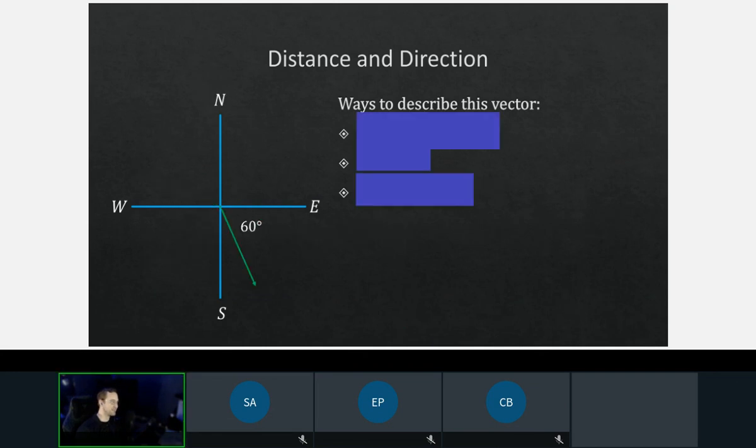All right, last example of this, and then we can go on to word problems. One minute, ready to go.